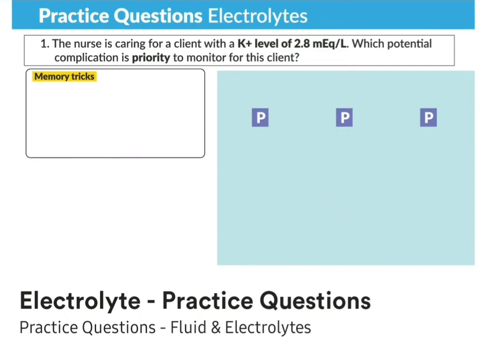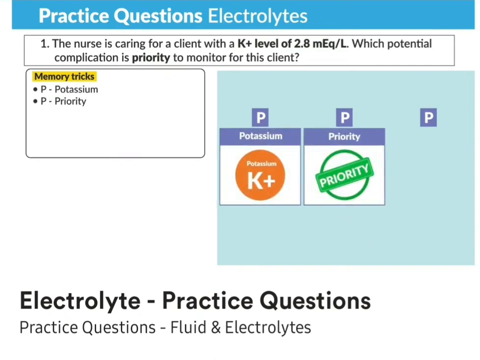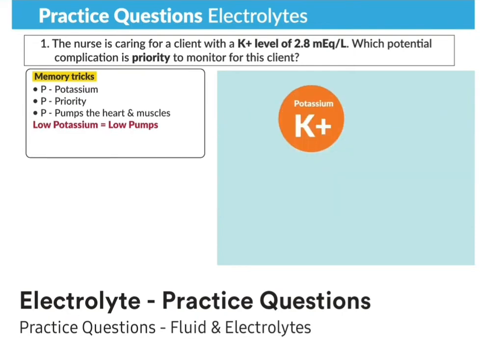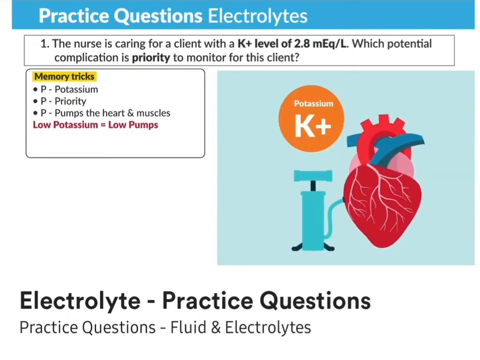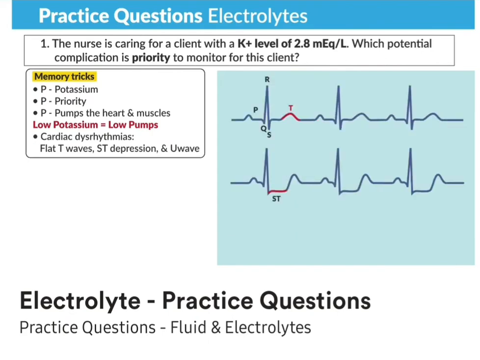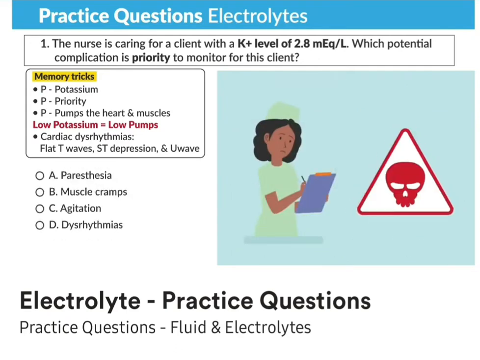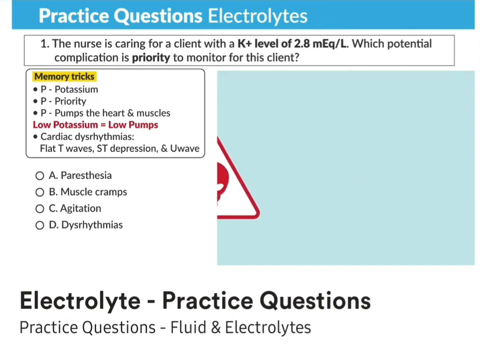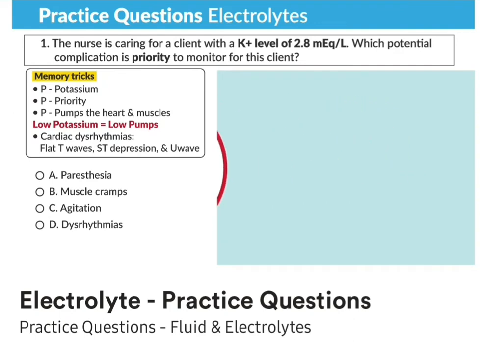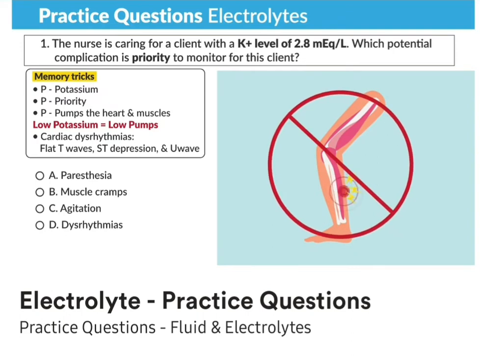So using our memory tricks, P for potassium, this is priority, since it pumps the heart and the muscles. So for low potassium, just think low pumps. We get cardiac dysrhythmias, namely flat T waves, ST depression, and a funky little U wave. Now looking at our options, what will kill the client? So option A, paresthesia, numbness and tingling. No, this is incorrect. This is not going to kill the client. Now B, muscle cramps. No, these may be painful, but again, not going to kill the client.